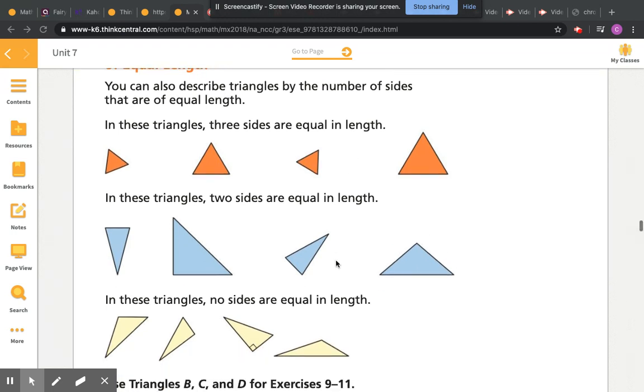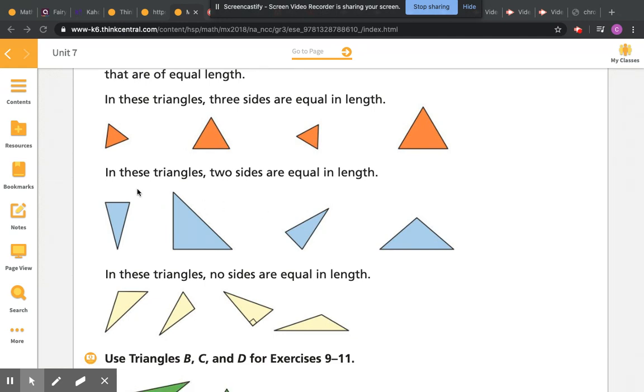Okay, now let's look at the blue triangles. In these triangles, two sides are equal in length, only two this time. Okay, so for example, this one here has two long sides, and then they have one that's small. Okay, in this one, these two sides are the same length, but this one is a longer one. In this one, these two sides are the same, but this one is shorter. And in this one, these two sides are the same, but this one is a larger side.